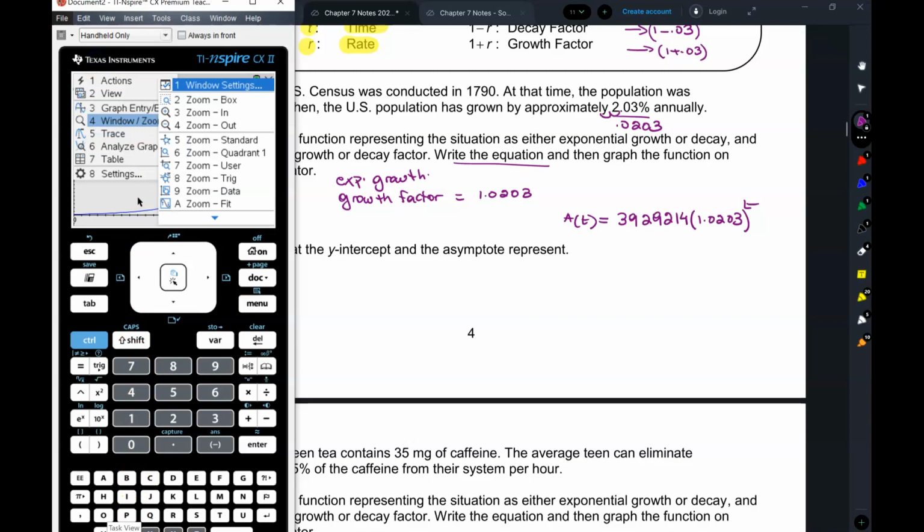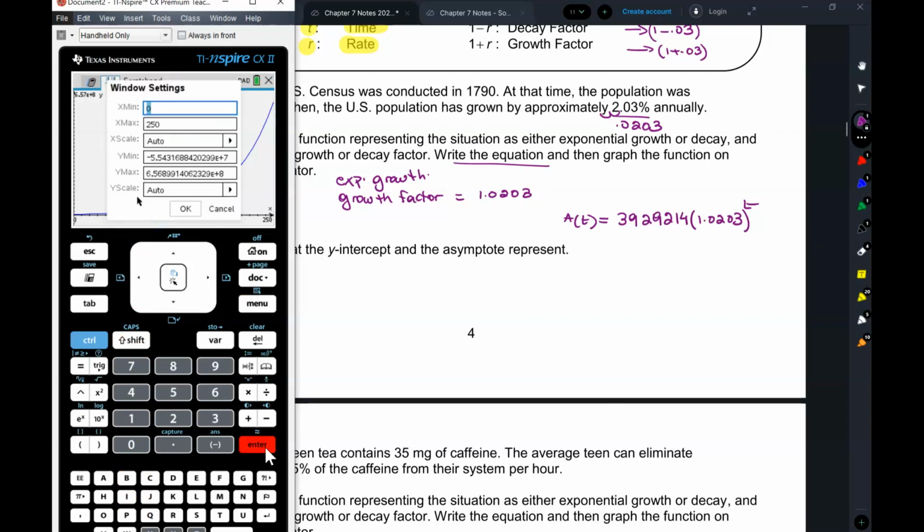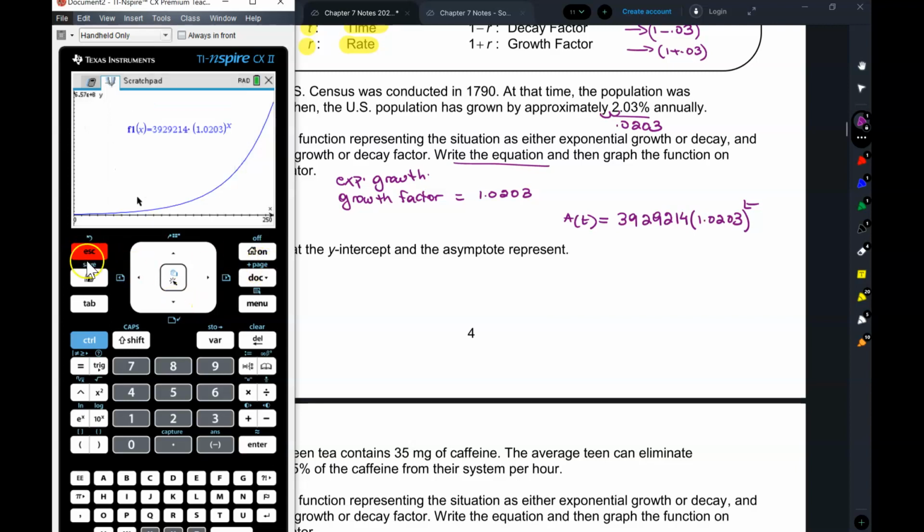So here's what I did, guys. Don't look at the y's. I went from 0 to 250 because the x-axis represents the time for this problem. Since 1790 to now, that's like 250-ish years. Okay? And then I pressed enter, then I did zoom fit, and that showed me everything on the y-axis. So now, this is what the graph looks like.